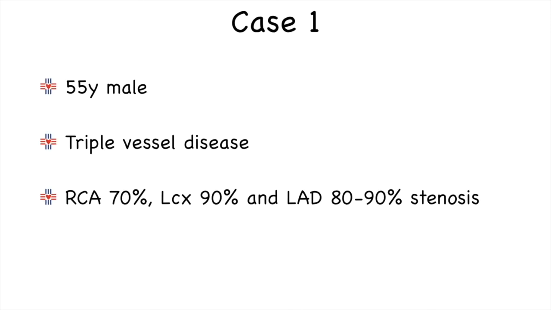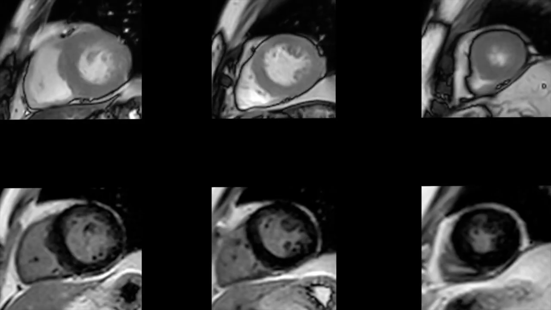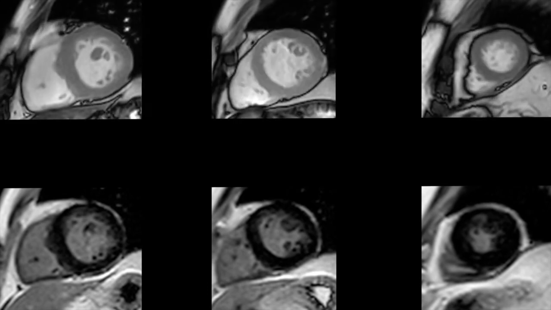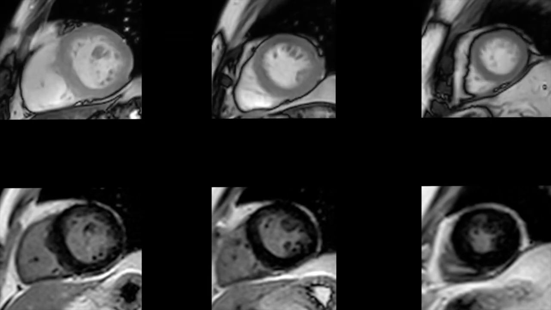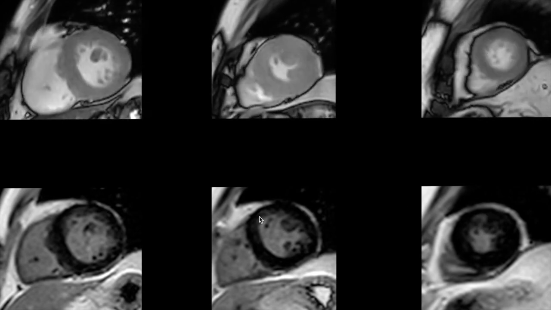Let's look at this 55-year-old male who has triple vessel disease, whereby RCA had 70% stenosis, circumflex 90%, and LAD had 80 to 90% stenosis. Top images are cine images where we can see that there is good wall motion with no areas of hypokinesis or akinesis.